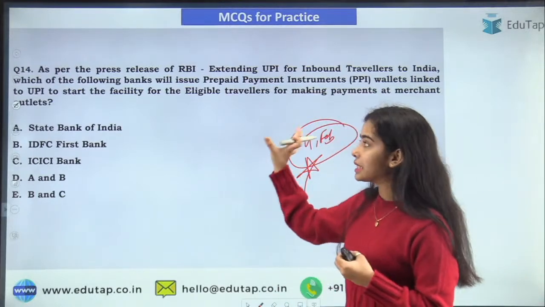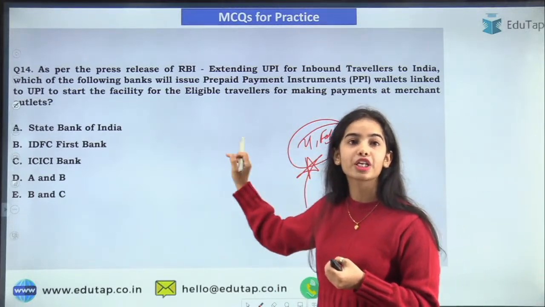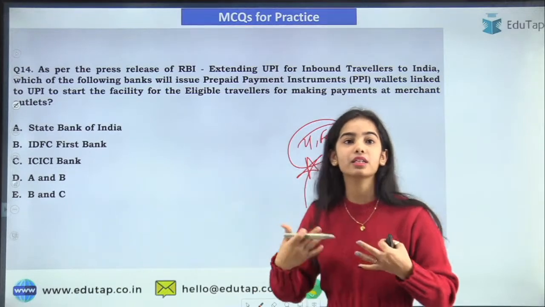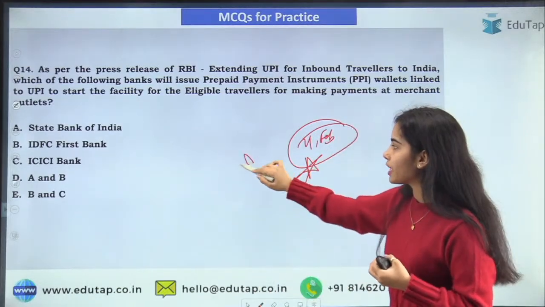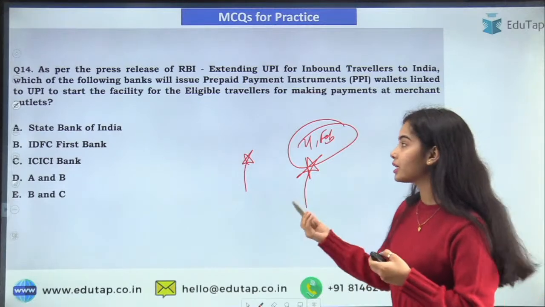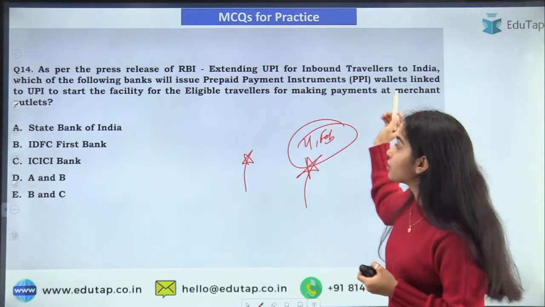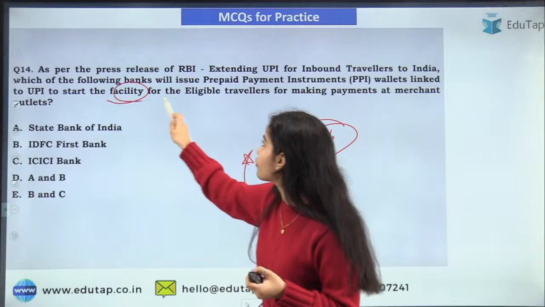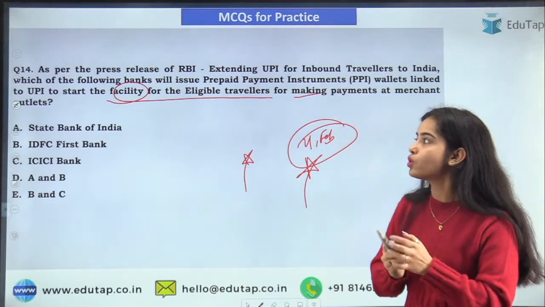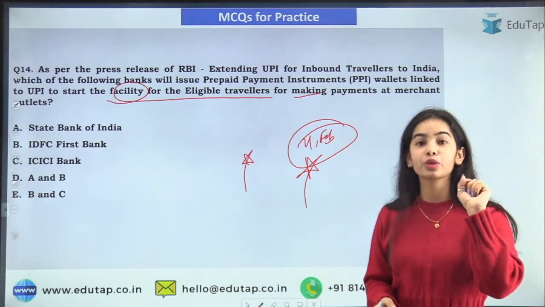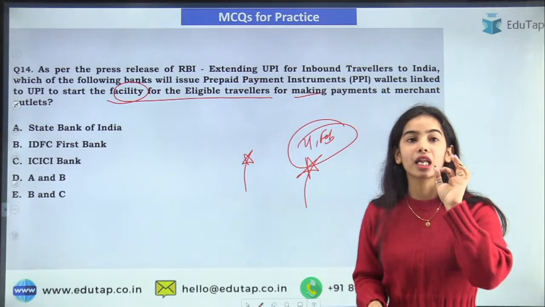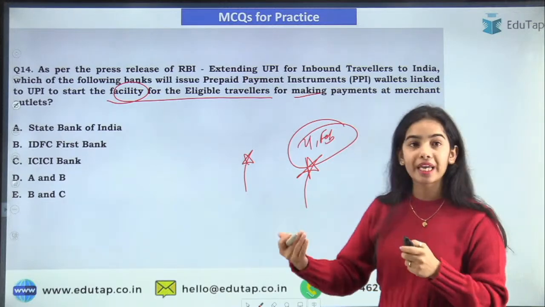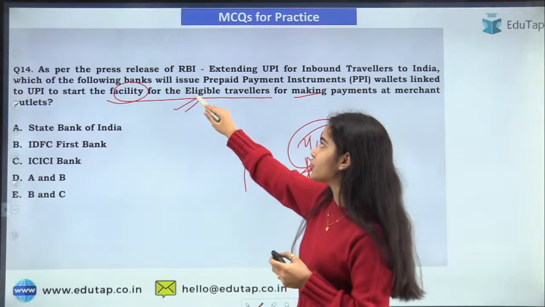So here, this is the question. We will see the notification, but I hope that you have read it in the newspapers. So I hope you will be able to give the right answer of this one. Here the right answer: you have to tell the UPI to start the facility for the eligible travelers. I'm giving you the hint. There are 2 banks that are allowed for the UPI to start the facility for the eligible travelers.